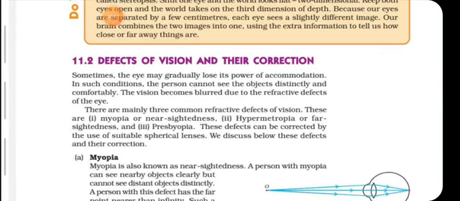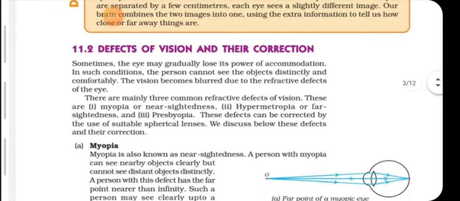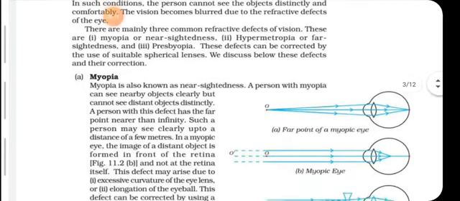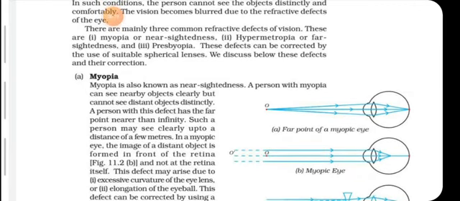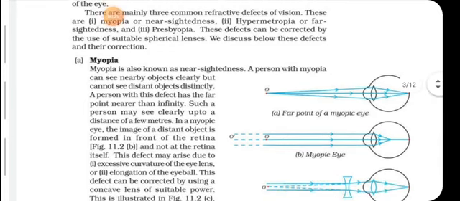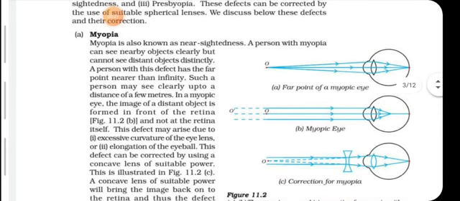Hello students. As we have seen yesterday the defects of vision and their correction, I hope now you are clear with the three main defects of the vision and their corrections. The first was myopia or nearsightedness. In myopia, you can see nearby objects clearly but cannot see the distant objects clearly, and so it is known as nearsightedness, where the image is formed before the retina.